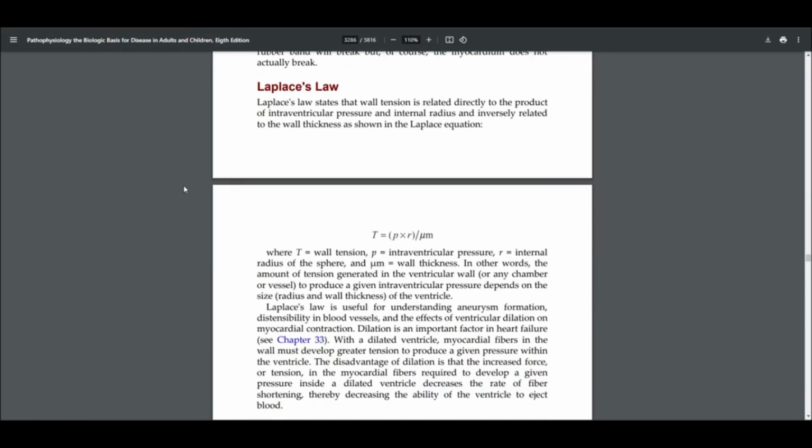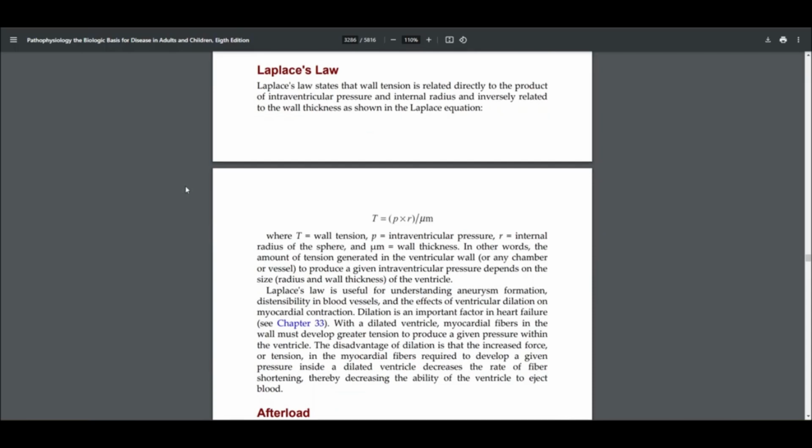Then the Laplace law. Laplace's law states that wall tension is related directly to the product of intraventricular pressure and internal radius, and inversely related to the wall thickness, as shown in Laplace's equation. So where T equals the wall tension, P the intraventricular pressure, times R, the internal radius of the sphere, and the denominator symbol equals the wall thickness.